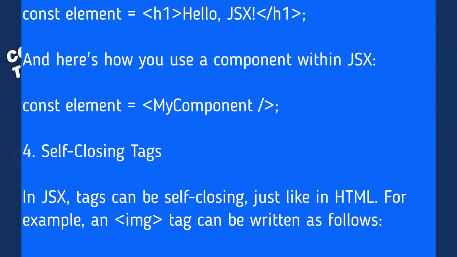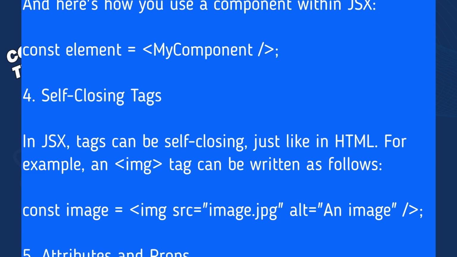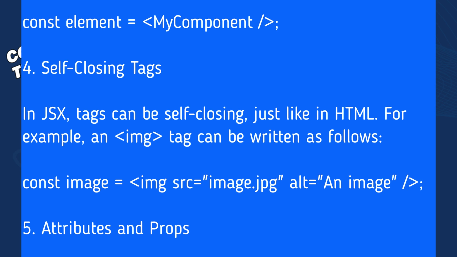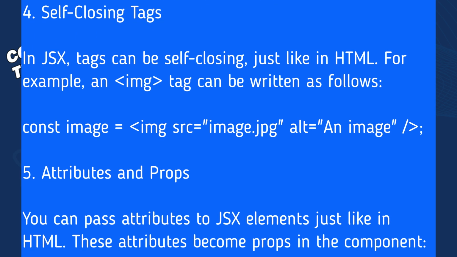4. Self-closing tags. In JSX, tags can be self-closing, just like in HTML. For example, an img tag can be written as follows. const image = <img src={image.jpg} alt='An image' />.